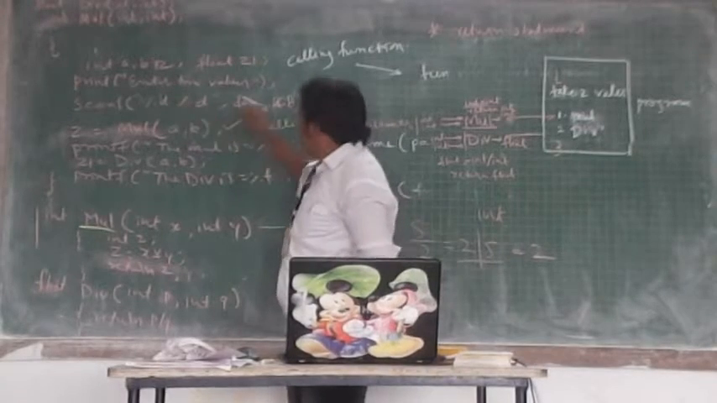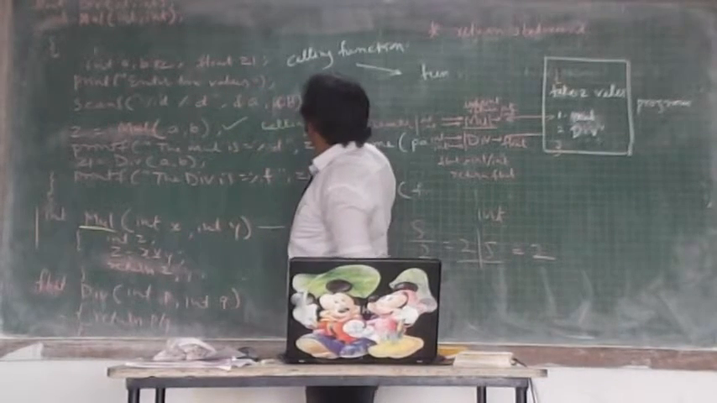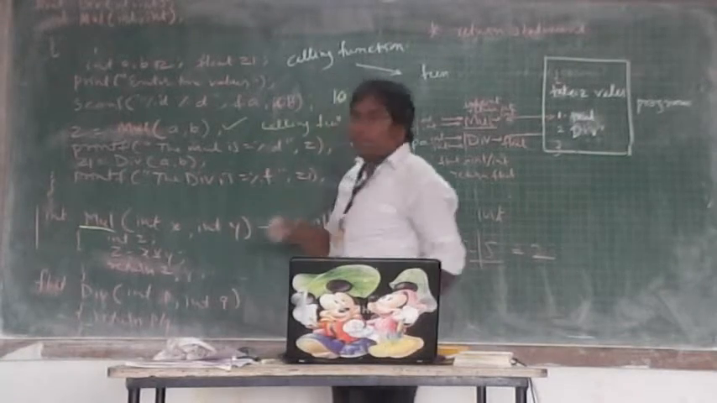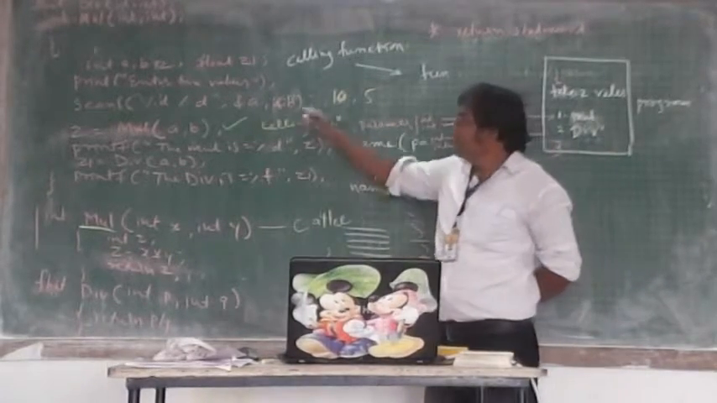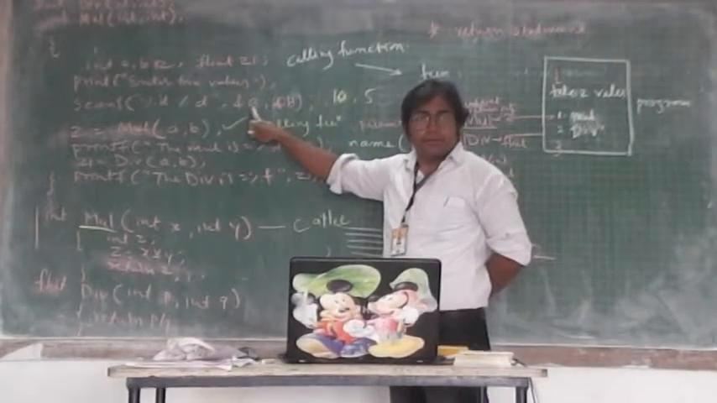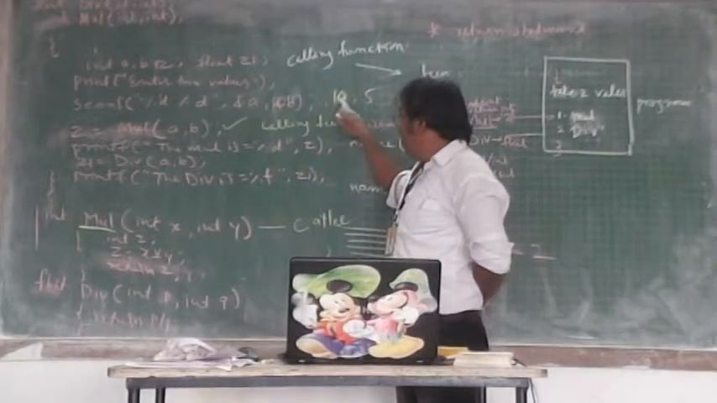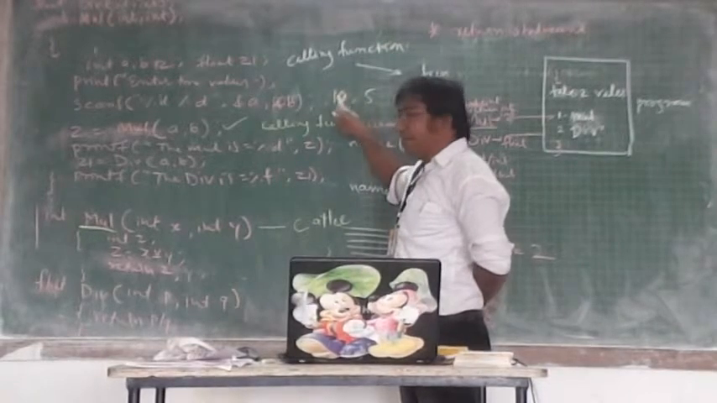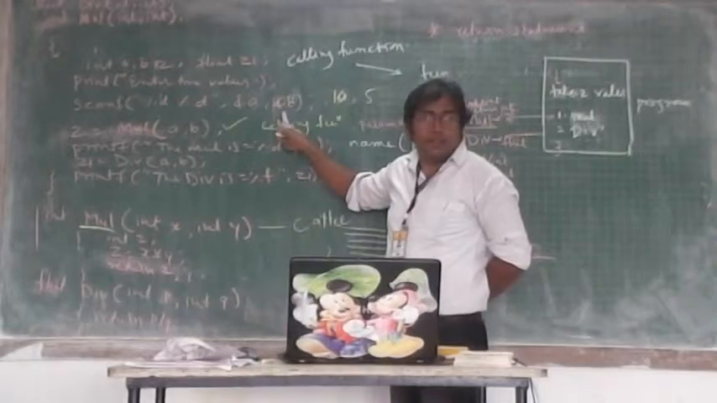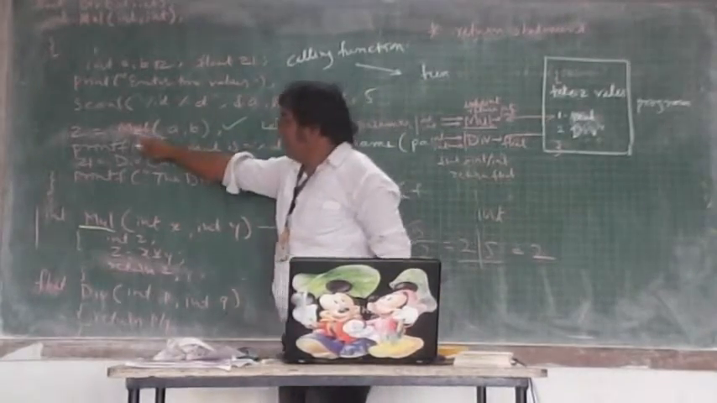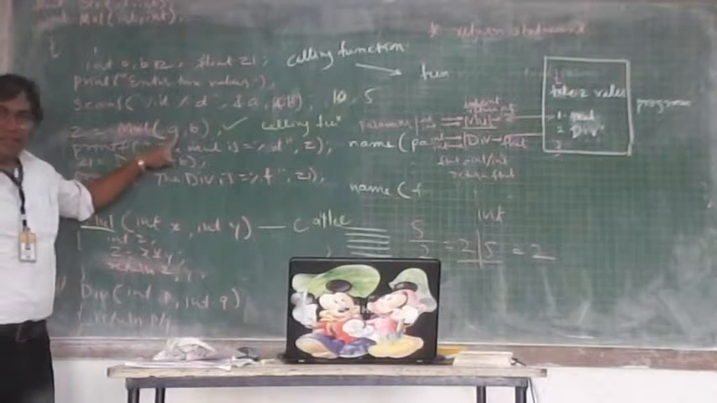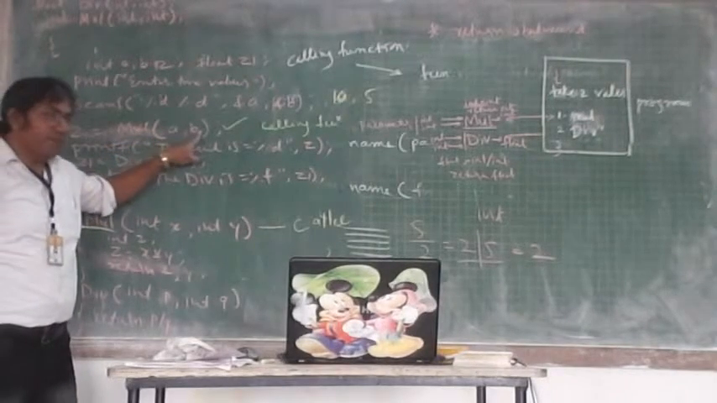Suppose here I entered 10 and 5. My inputs are 10 and 5. So what is the value of A? The user inputted two values, 10 and 5. What is the value of A? 10. What is the value of B? 5. So how do you see this mul? A is 10 and B is 5.